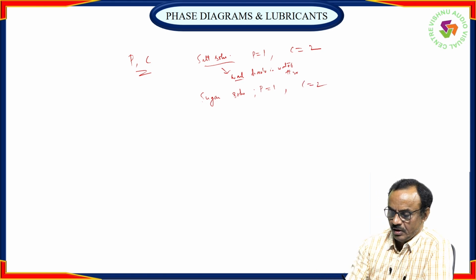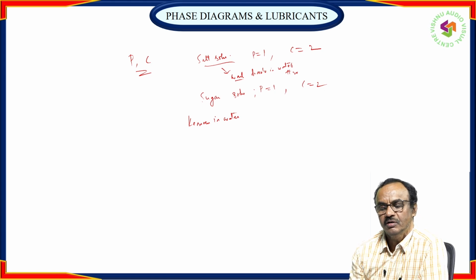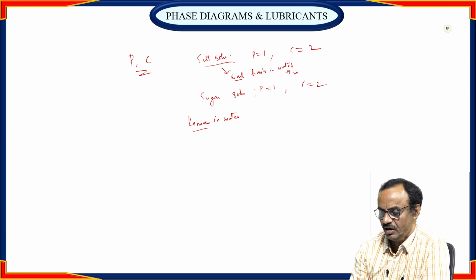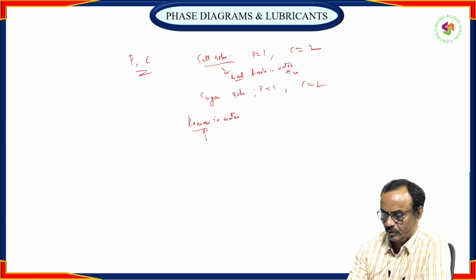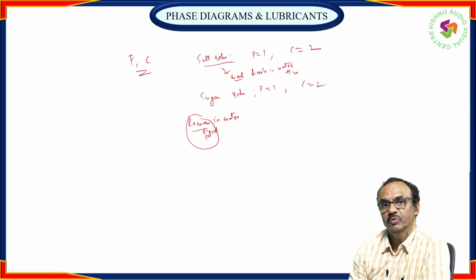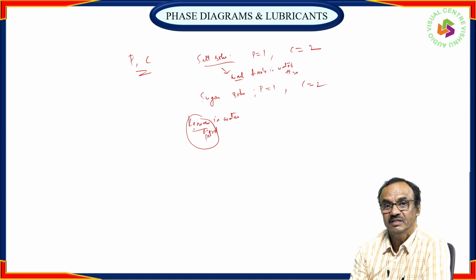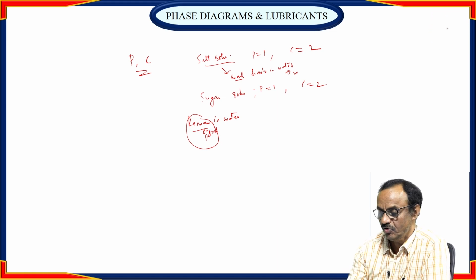Right. Next, kerosene in water. Kerosene is organic. Kerosene or petrol are purely organic. Water is purely inorganic. Polar, non-polar. You cannot mix them. You cannot make it homogeneous. Therefore, number of phases is equal to 2, and components also 2.